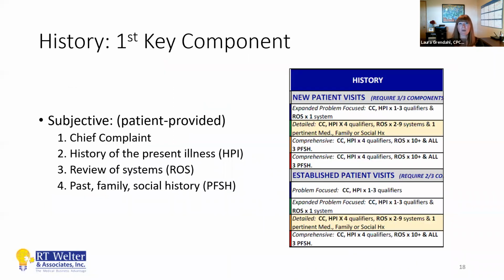Okay, so when we talk about E&M coding, we talk about key components. Our first key component is our history. And so we really want to talk about what's important here. History of your presenting problem: what's going on with the patient today? How are they here? Why are they here, right? So we want to talk about their chief complaint. A lot of times we see just "follow-up" written in their chief complaint. Well, what are they here following up for?